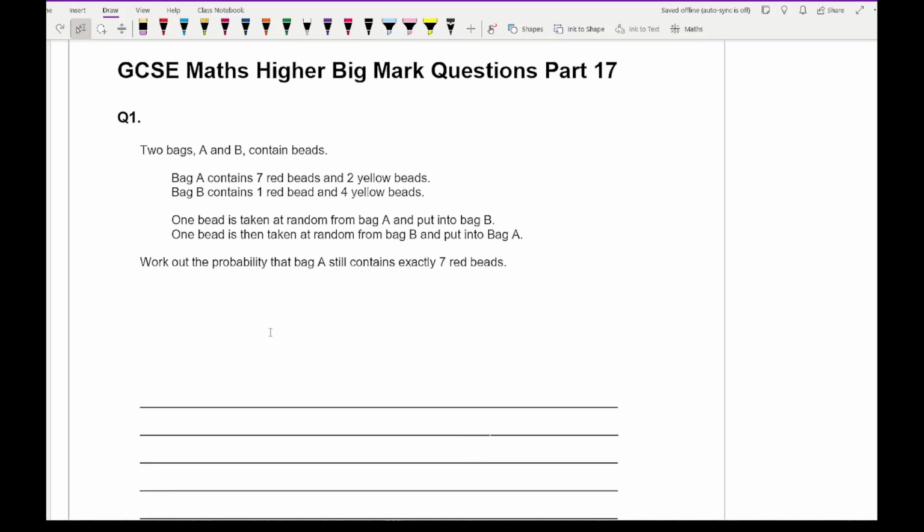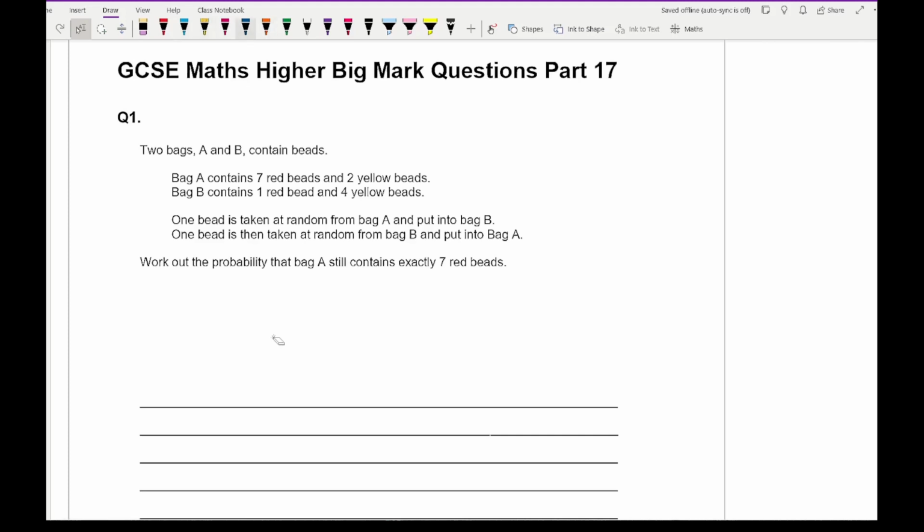So looking at question 1, it says two bags A and B contain beads. Bag A contains 3 red beads and 2 yellow beads. Bag B contains 1 red bead and 4 yellow beads. One bead is taken at random from bag A and put into bag B, and then one bead is taken at random from bag B and put into A. Work out the probability that bag A still contains exactly 3 red beads.